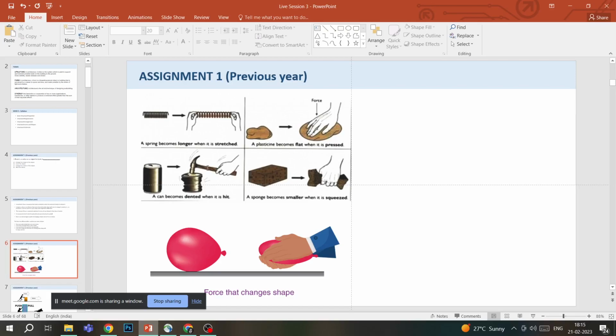So force that changes shape. These are some of the examples where we are showing how force changes shape. For example, a spring, but then the spring goes back to its shape. Then you can have plasticine, which is like clay, and a sponge, which again retains its shape. Then you can dent a metal if you hit it, and even a balloon, when you press it, deforms, but then it regains its shape. So these are various examples where the objects sometimes do not regain their shape and sometimes they do.